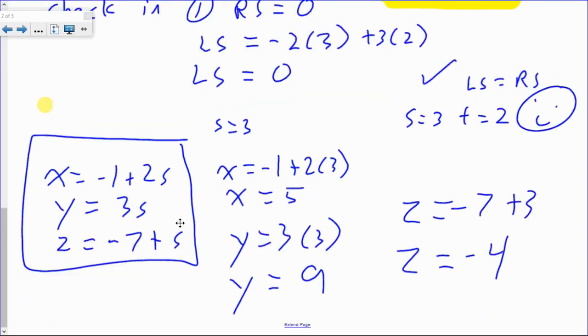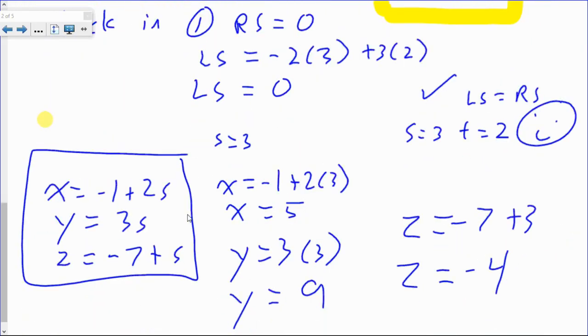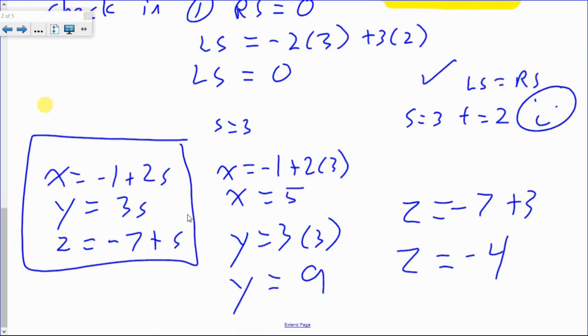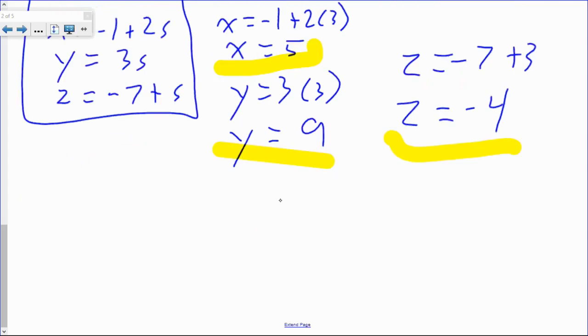So I chose to use the second equation. That's the equation with s as the parameter. And I subbed s equals 3 into the 3 parametric equations and got x equals 5, y equals 9, and z equals -4 for the coordinates of our point of intersection. Five, 9, -4. Let's try another example.